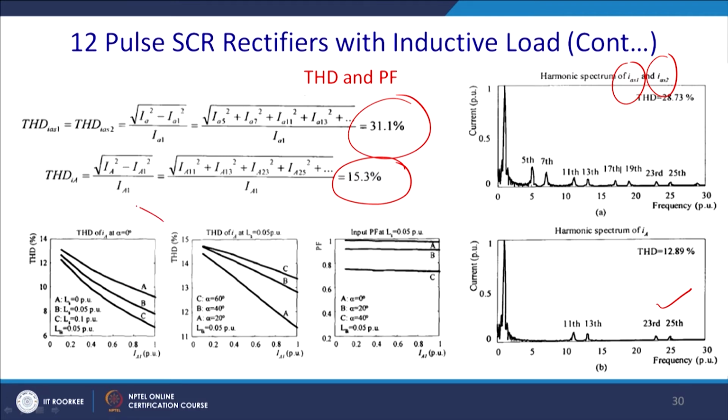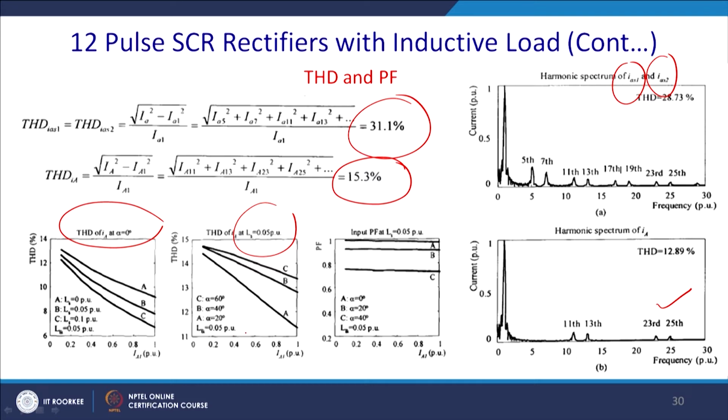Similarly, you can see that this is the effect of alpha equal to 0. The THD will be starting from 14%. Once you increase the load current, it will come down to around 7 to 8%, and if alpha is a little more than that, this is the THD for the source current. For different values of alpha, 60 degree, 40 degree, 20 degree, you can see that the more the value of alpha, the more the THD, you will have around 15% THD which you have calculated for alpha equal to 60 degree, and gradually it will come down with the load inductance.